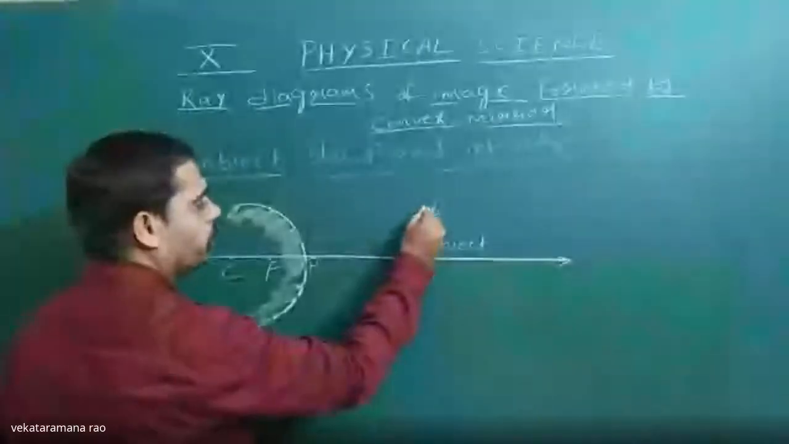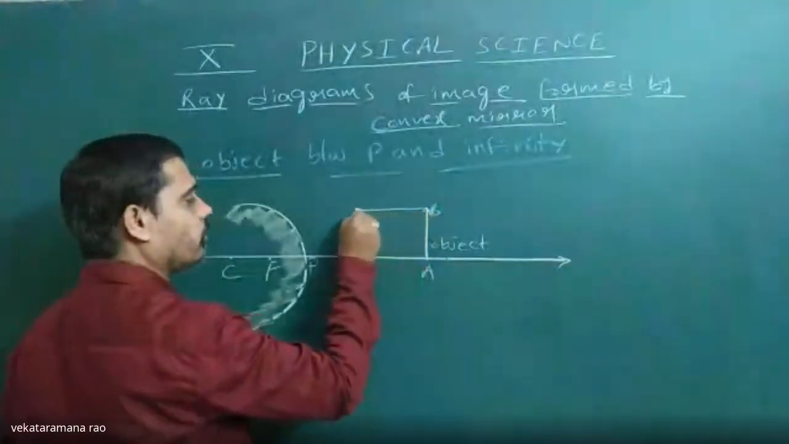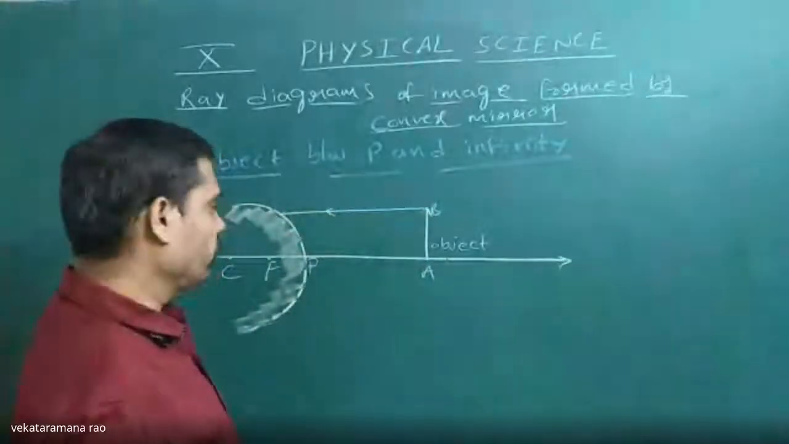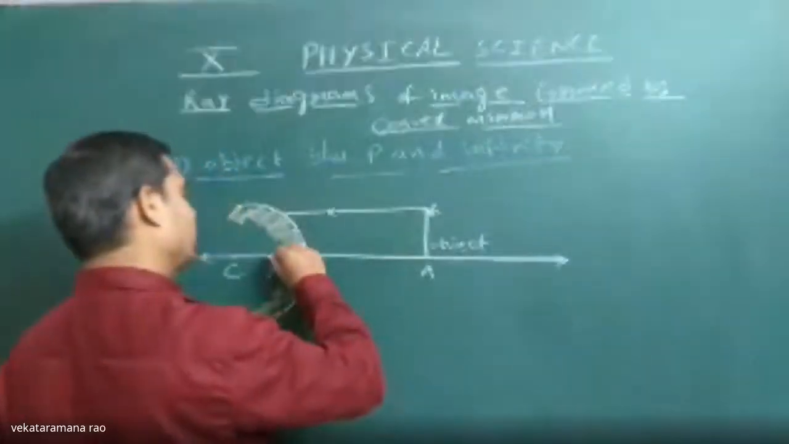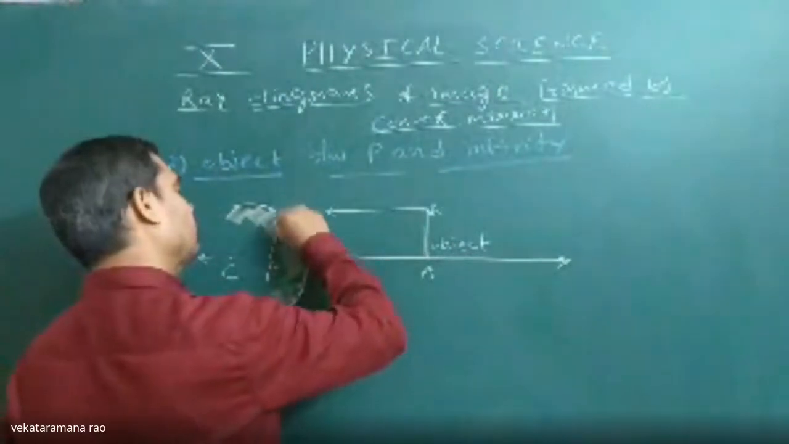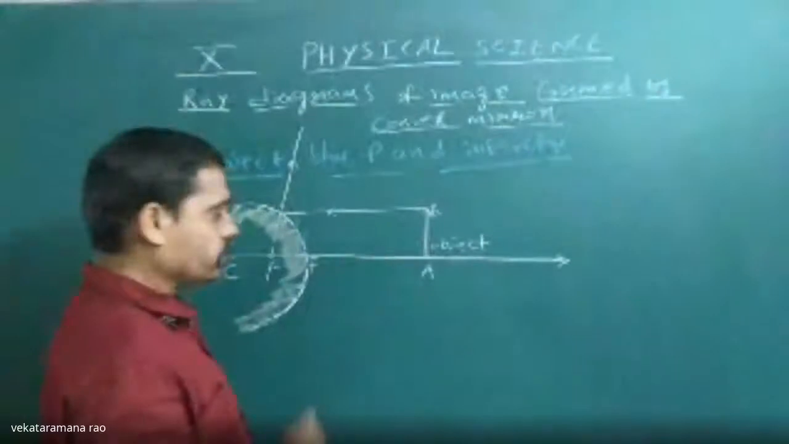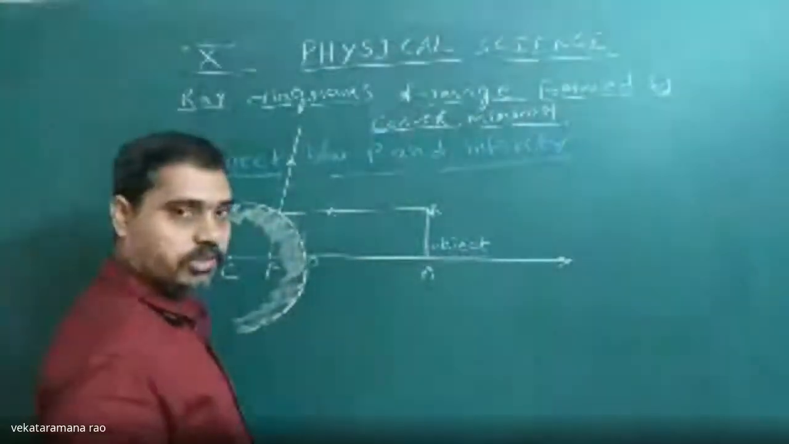Now, let me draw one incident ray parallel to the principal axis. Then where is the reflected ray? Its reflected ray appears to be coming from the focus.